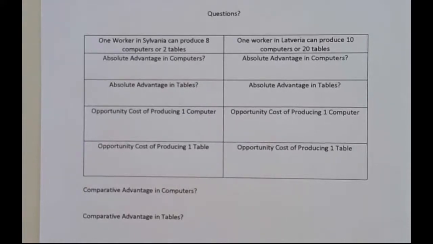Or you can pause the video, but I have 2 countries here. I have Slovenia on the left side, where one worker can produce 8 computers or 2 tables. And on the right side, we have Latveria, where one worker can produce either 10 computers or 20 tables. And your job is to determine the absolute advantage in both those, and then figure out the opportunity cost of making 1 computer and 1 table in both countries, and then down at the bottom, determine who has the comparative advantage of computers and who has the comparative advantage of tables.